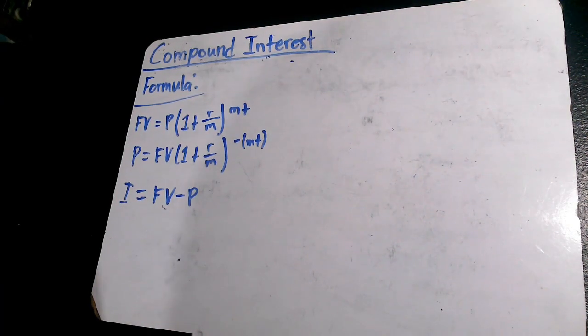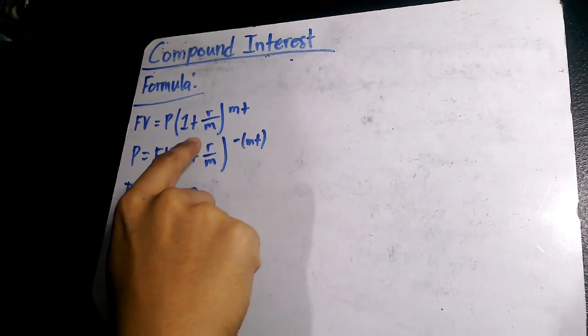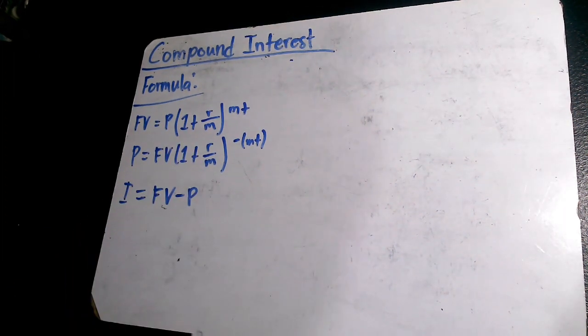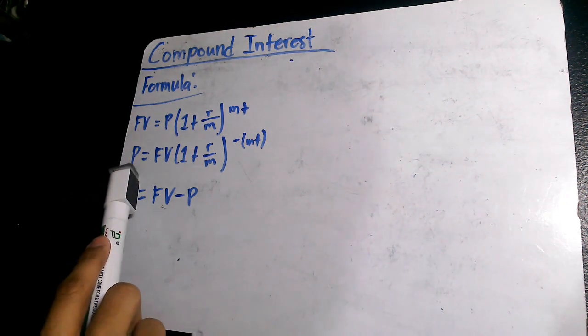Now that we know what the units are, let us move on to the formulas that we can use to solve compound interest problems. If FV is missing, then this is the formula we will use. P times 1 plus r over m raised to mt.